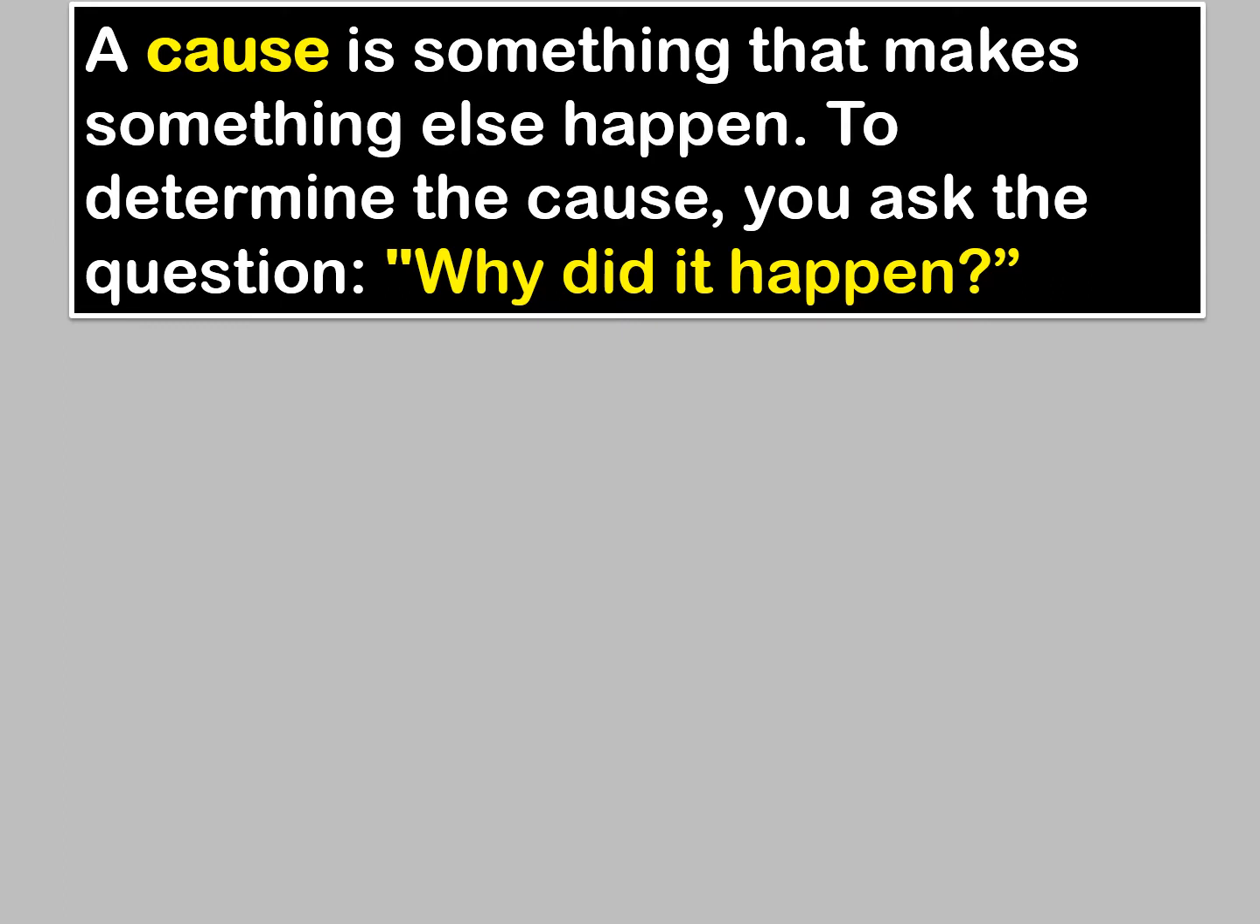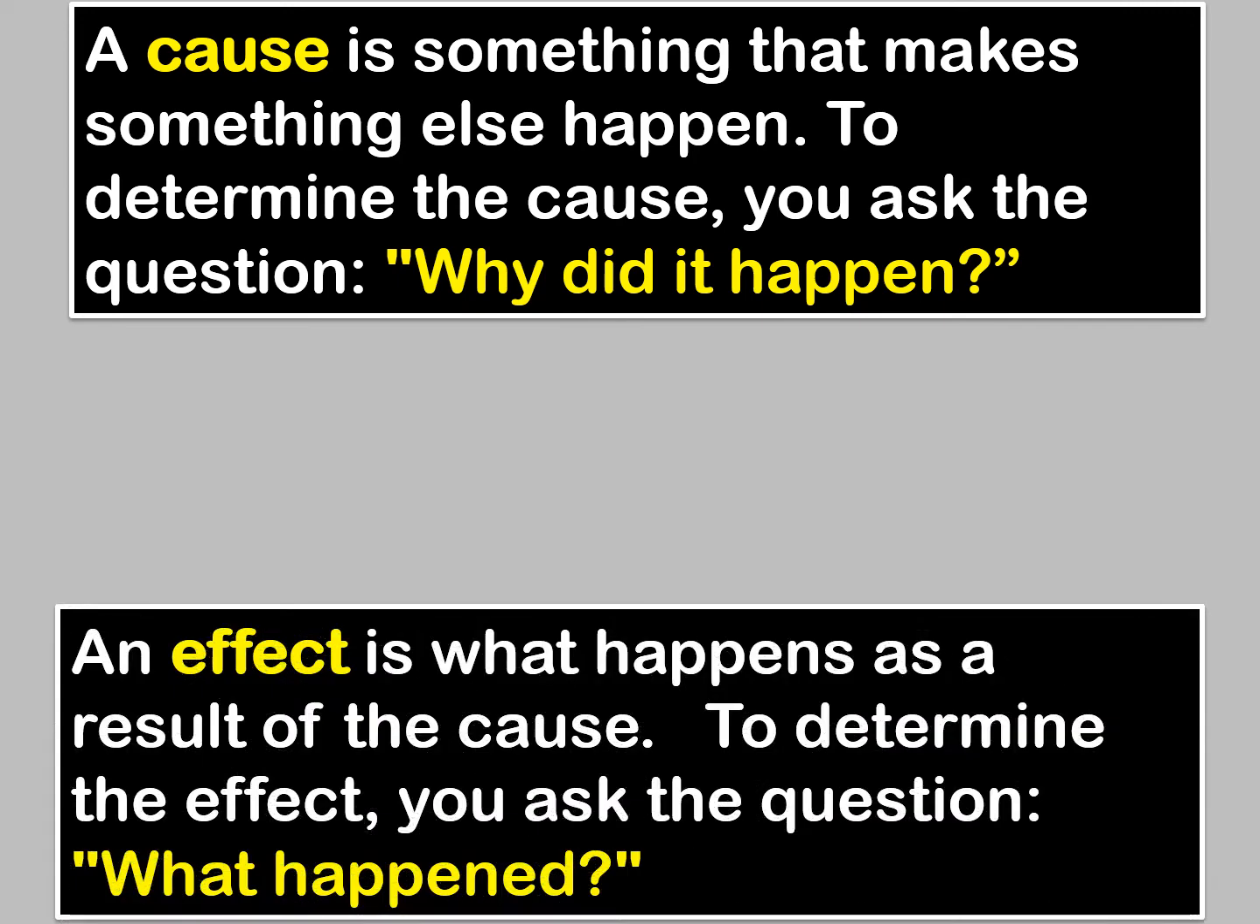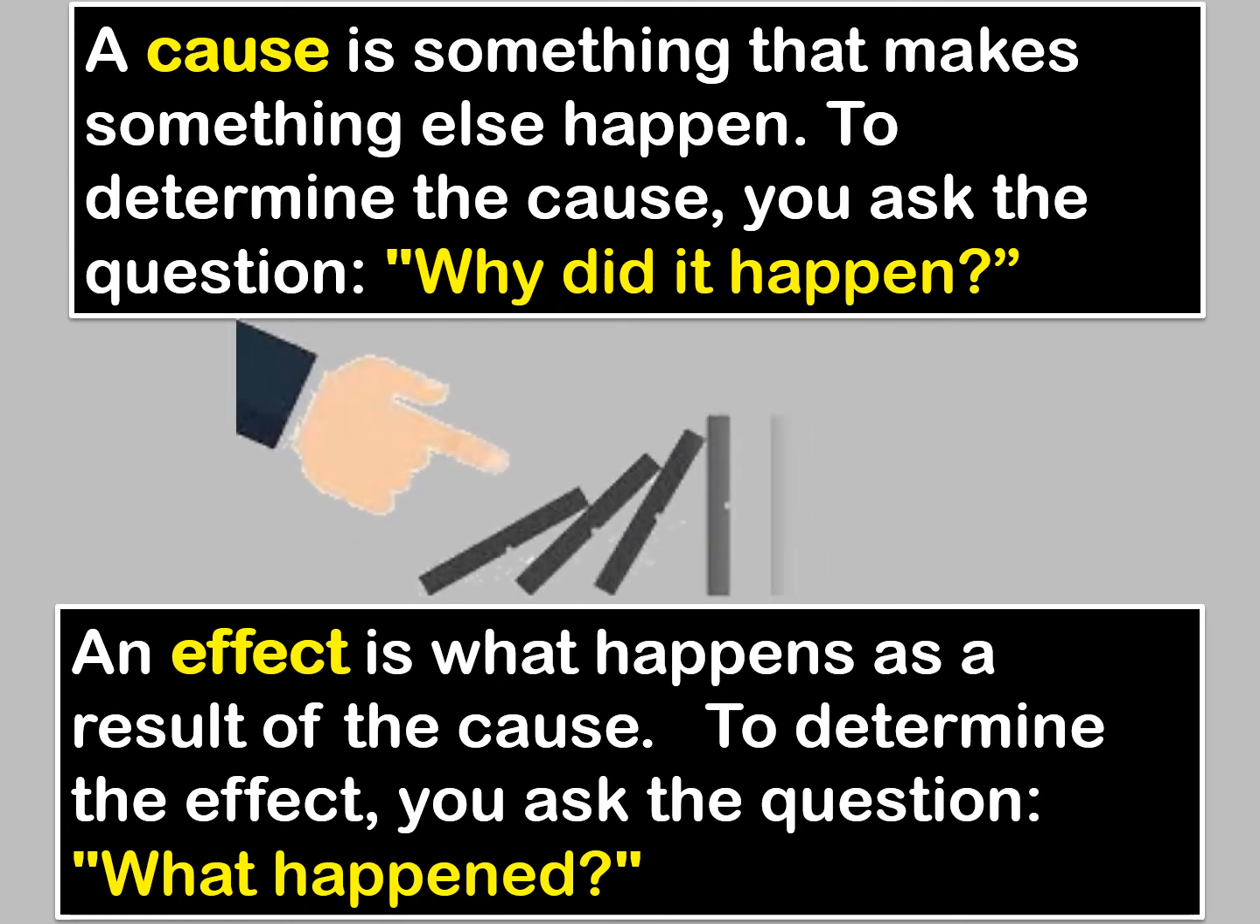A cause. What is a cause? A cause is something that makes something else happen. To determine the cause, you ask the question, why did it happen? And an effect is what happens as a result of the cause. To determine the effect, you ask the question, what happened? In this picture, for example, the hand is the cause and the pieces of the domino falling are the effect.